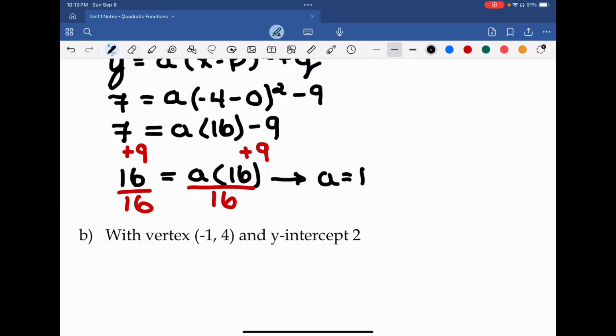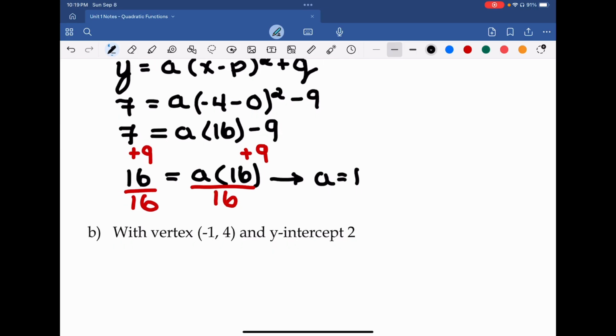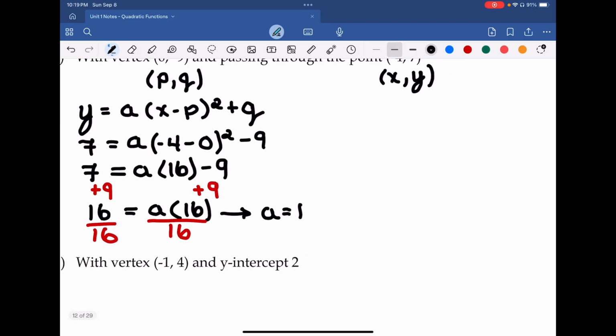So what does this mean? There actually realistically is no vertical stretch, but that's not always the case. We can't just assume that. We do have to solve for this in all of these cases, because if you just assume, oh, a is equal to 1, you may actually be describing a totally different graph.